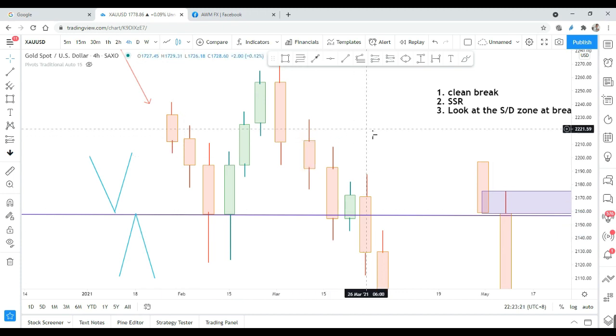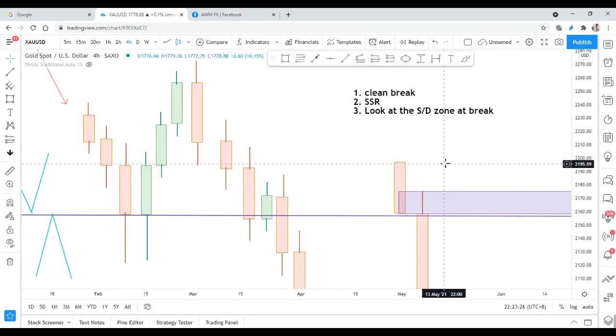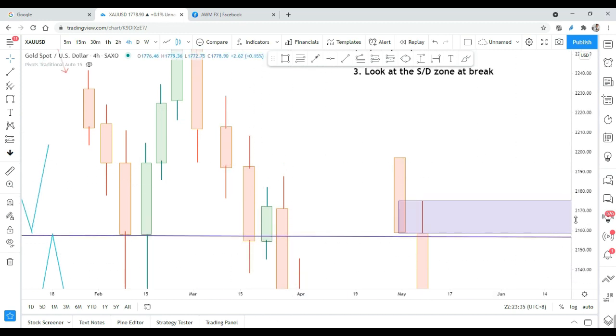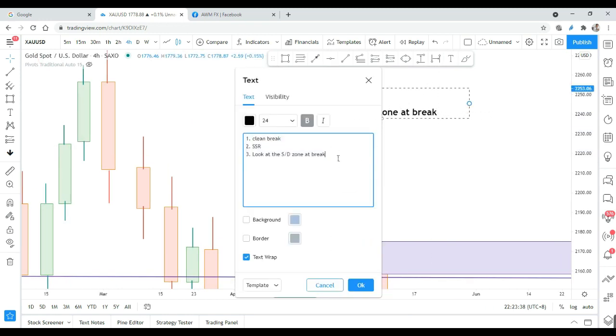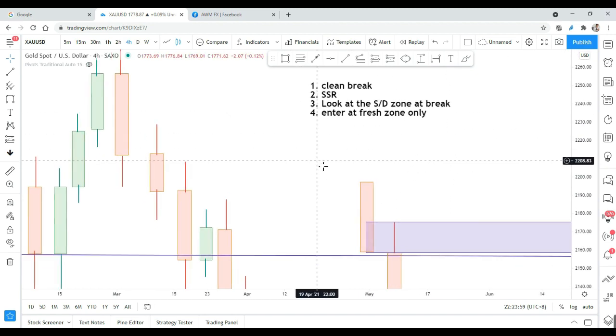So what happens is that a lot of you do not know how to enter at higher time frame and lower time frame, because higher time frame may look like a double marrow, and on lower time frame you definitely have to find your supply and demand zone. And another important one: enter at fresh zone only. Of course these are my rules, I'm sharing some of my rules over here. I always enter at fresh zone only.